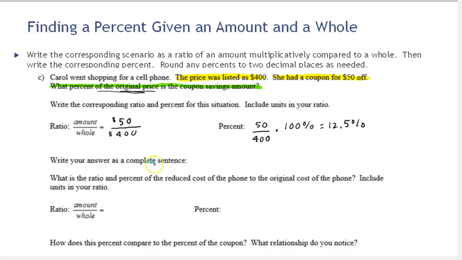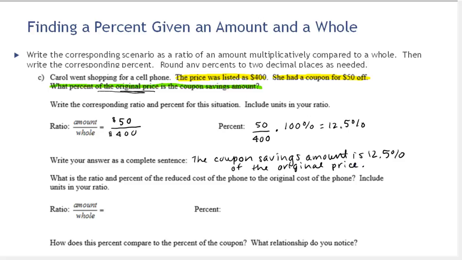Now write your answer as a complete sentence. So, the coupon savings amount is 12.5% of the original price. Let's look at the last part.